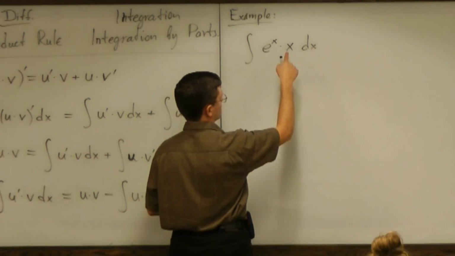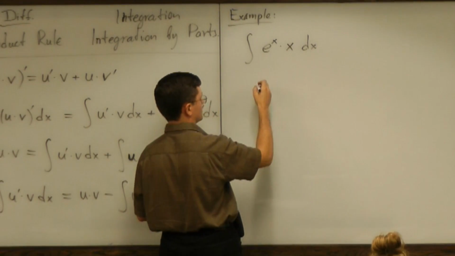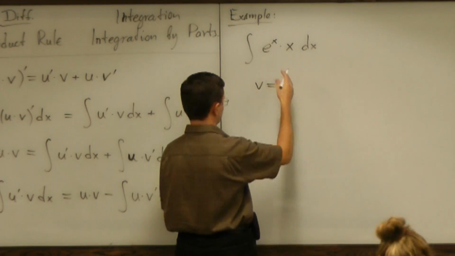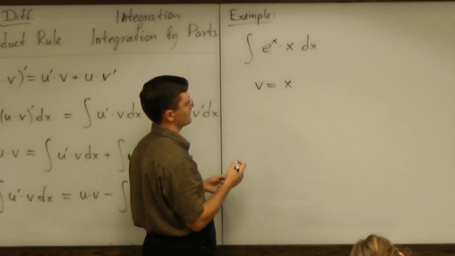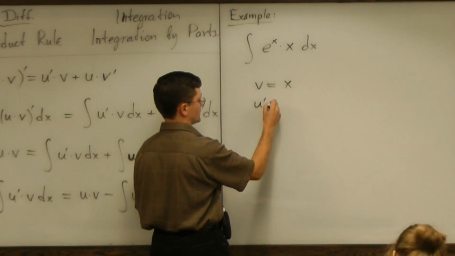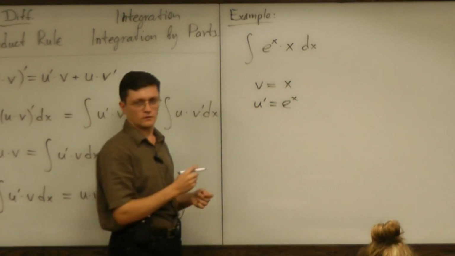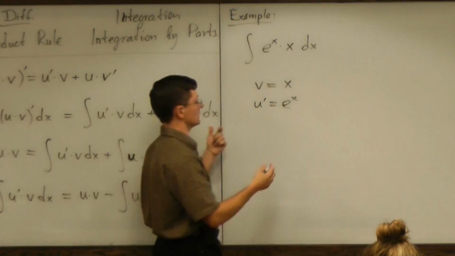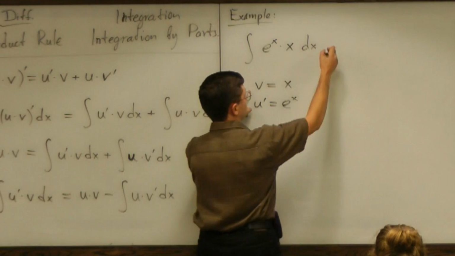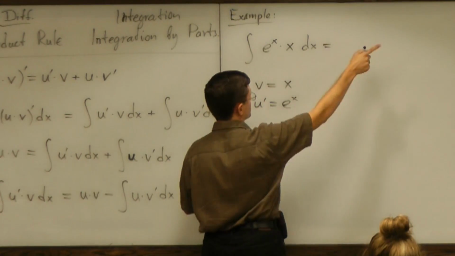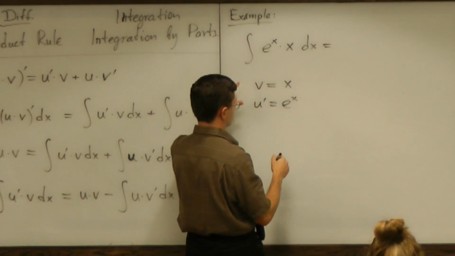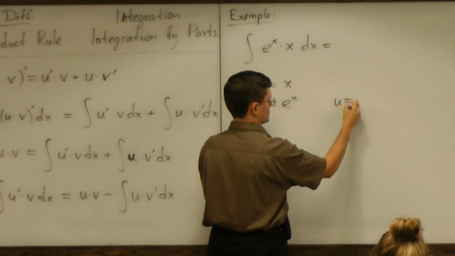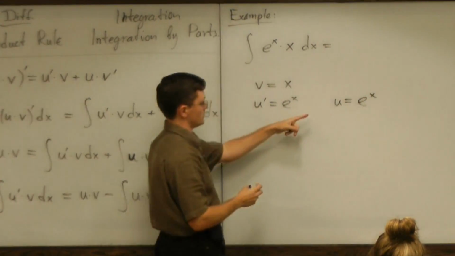So if I want to differentiate x, I would say that x is v, just to keep that same notation. And I would say that u prime is e to the x. And now I'm going through the technical process of applying that rule. So what I need on the right is going to be the product of u and v, so I have to find u. Well, of course, u is e to the x in this case.